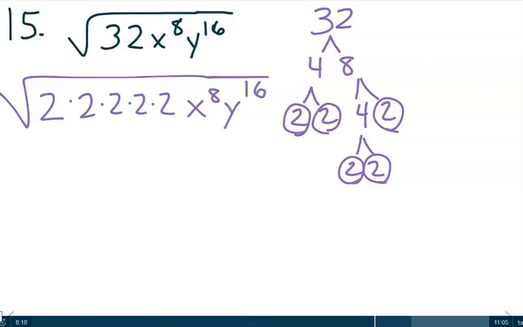Looking for pairs of the same factor. Square root of 2 times 2 is 2. Square root of 2 times 2 again is 2. And then that other 2 is left underneath the radical.